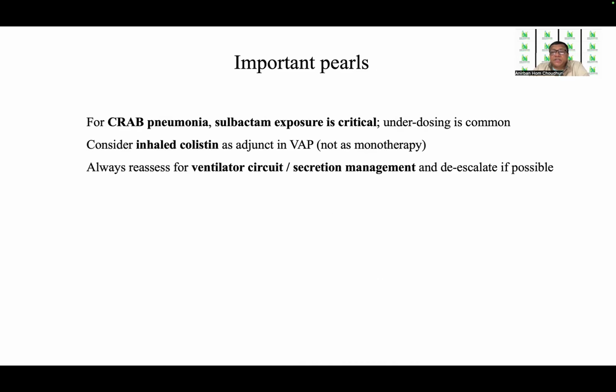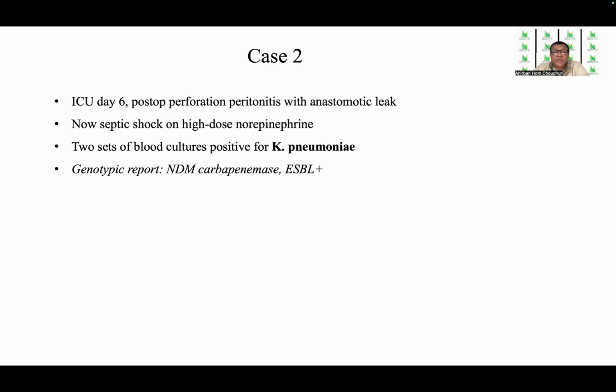So the important pearls in this carbapenem resistant Acinetobacter baumannii pneumonia is that sulbactam exposure is critical, so underdosing is common. So we will have to rely on high dosing, and we'll have to consider inhaled colistin as an adjunct, not as a monotherapy, and always reassess the ventilator circuit and secretion management and de-escalate if possible as soon as patient starts responding and clinical improvement takes place.